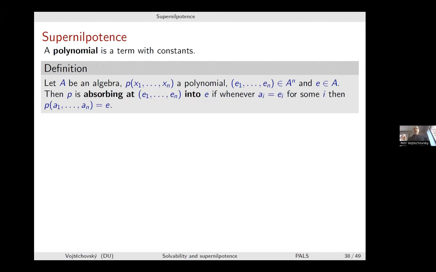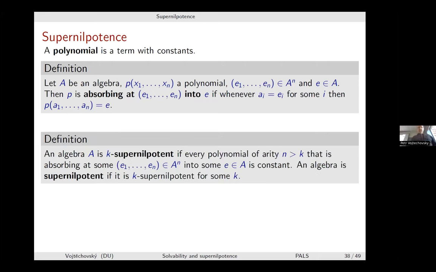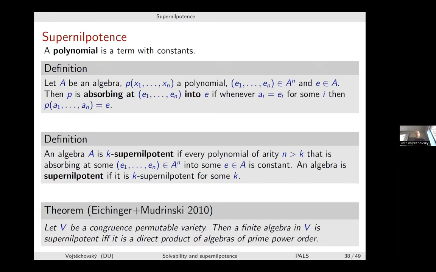Whenever you substitute for AI as a general argument an EI, then the outcome will be E. So the moment one of the arguments is special, at least one, then the outcome is also special. That's an absorbing polynomial. And we now say that an algebra is K supernilpotent if every polynomial of arity bigger than K that is absorbing is constant. So the moment you are absorbing and of sufficient arity, you have to be constant. An algebra is supernilpotent if it's K supernilpotent for some K.